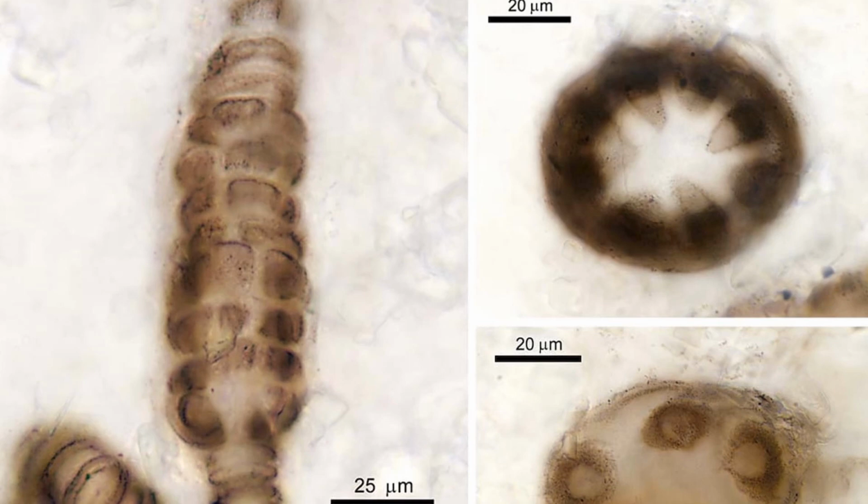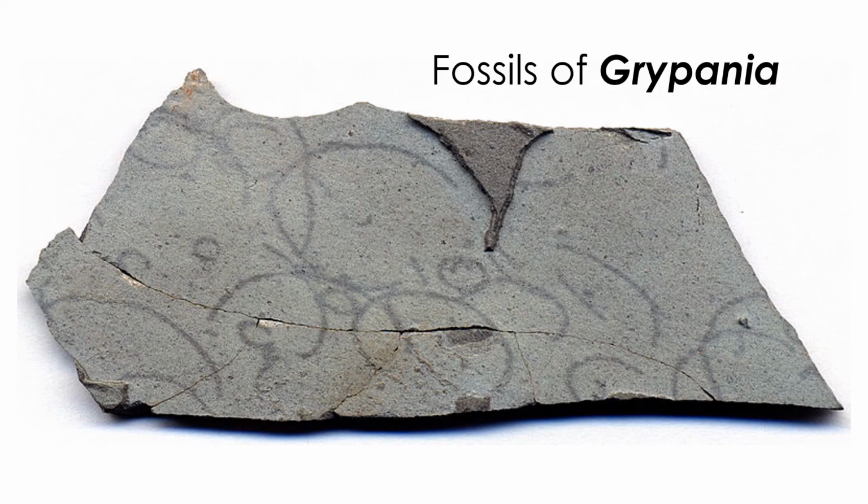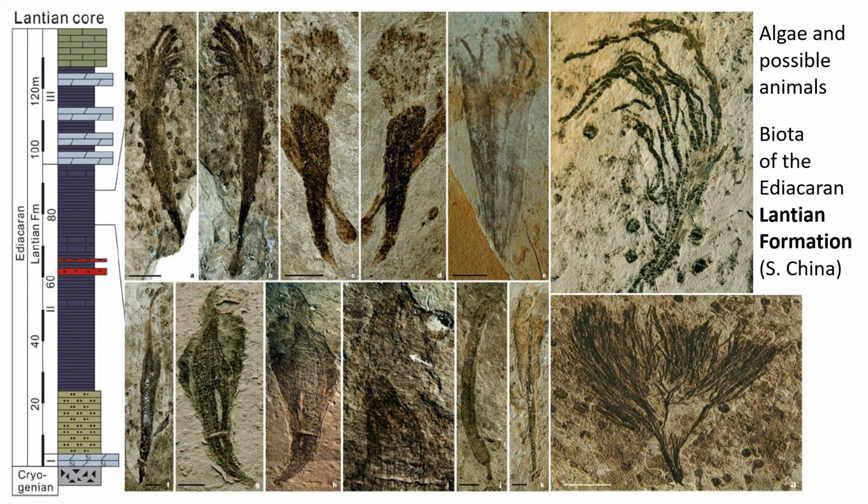Eukaryotes evolved sometime before 1.8 billion years ago, during the Proterozoic eon. Over the rest of the Proterozoic, various macroscopic life forms began to appear, like Grippania, shown here. Most of these organisms, like Grippania, left behind leafy fossils. If they were alive today, you would probably call these organisms seaweed or algae. It is likely that most, if not all of these organisms were multicellular photoautotrophs.